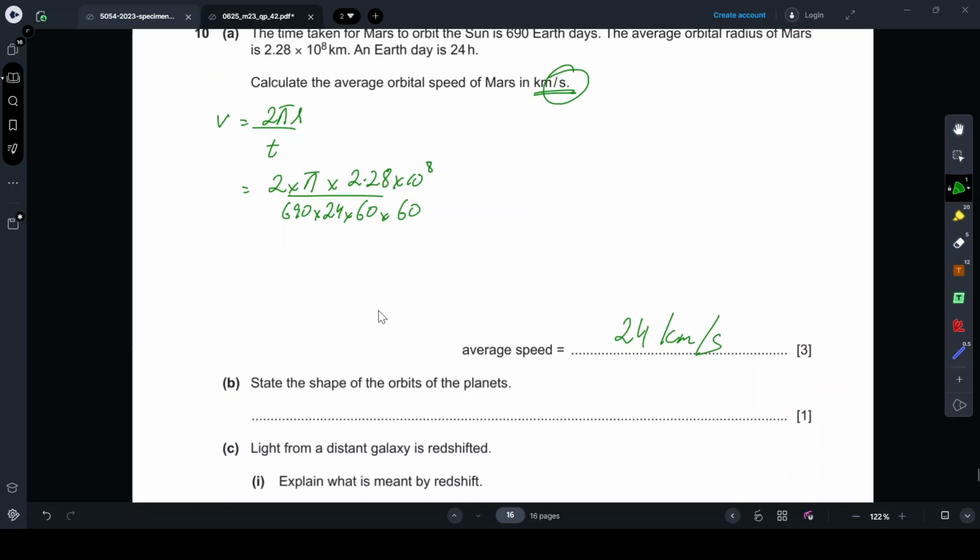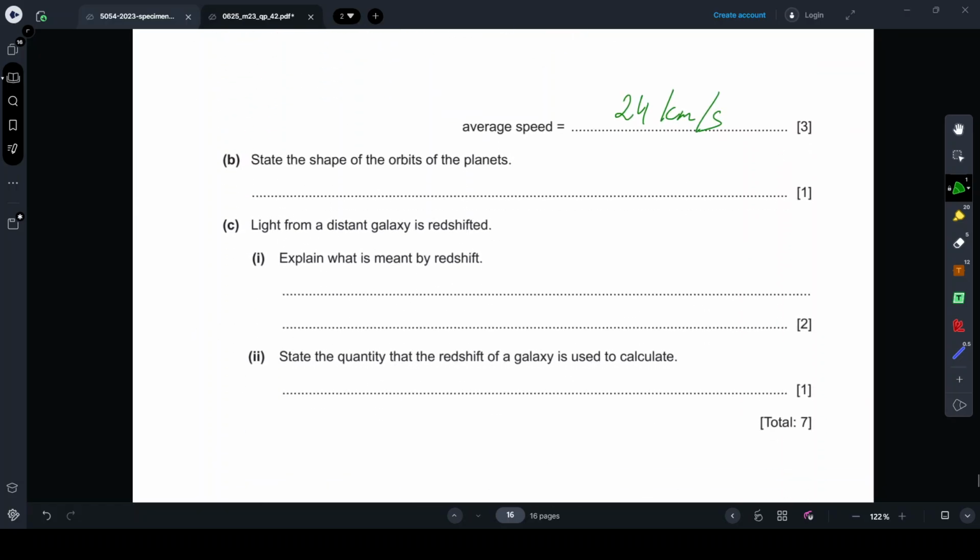Okay, so state the shape of the orbits of planets. So we know that they're not round. What is the shape of the orbits? Sphere? No, it's called elliptical. Right, they're sort of ovalish, not exactly round. The planets move around in an oval orbit.